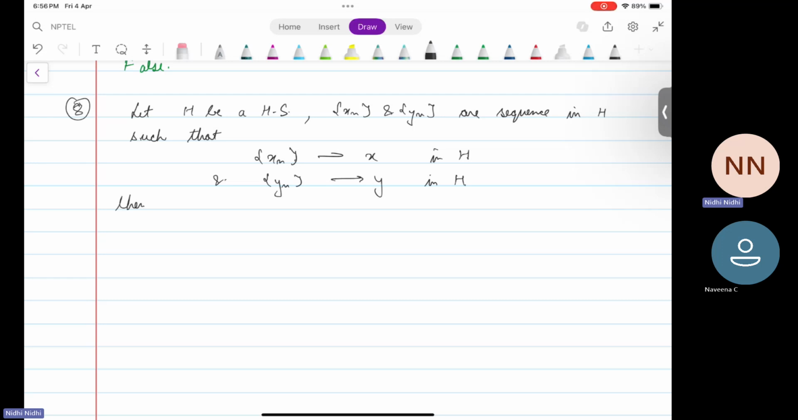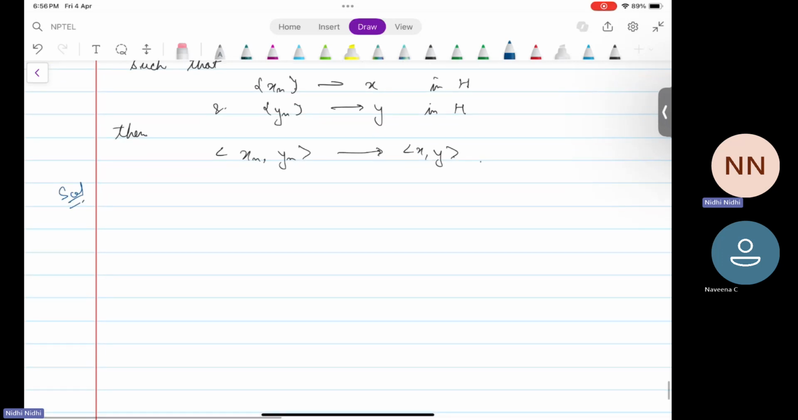Then the inner product of xn and yn converges to the inner product of x and y. We will see that the statement is true. Now consider modulus of the inner product of xn and yn minus the inner product of x and y. This should converge to 0. Let me just add and subtract y here. So I can write it as modulus of the inner product of xn and yn minus y, plus the inner product of xn and y, minus the inner product of x and y.